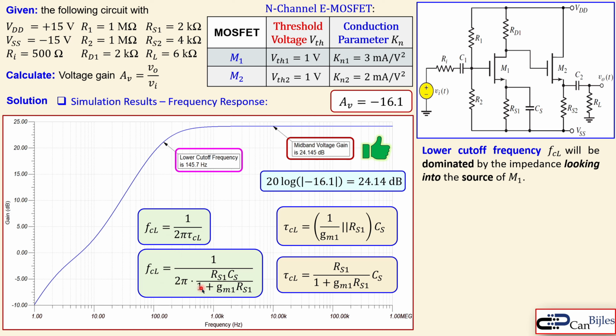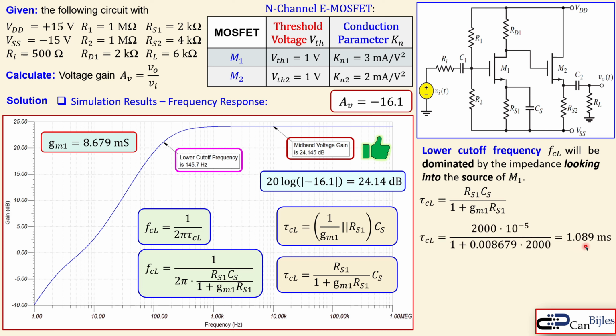And now we can find GM1. What is GM1? GM1 was this value. We have determined that in our AC analysis from DC current ID1. When you substitute this value here, and also RS1, and also the capacitor value, which was 10 microfarads, let's do that. First the time constant, and then the cutoff frequency for the lower part. You will have 146 hertz, and we have here 145.7 hertz. So really close to what we have calculated here. That's also again a confirmation that this is indeed the correct result.